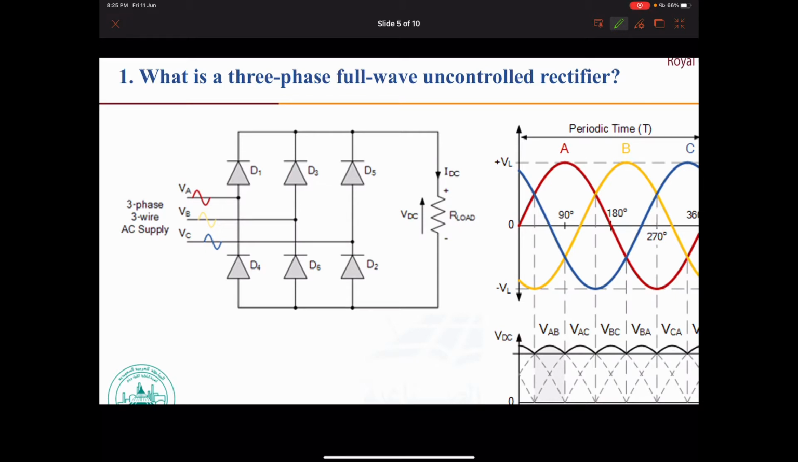Now, as you can see here, we have a 3-phase, 3-wire AC supply. In this circuit, we don't have neutral. Neutral should be with the 3-phase half-wave rectifier. In this circuit, we don't have a neutral line because we don't need it. That's why we have 6 diodes.